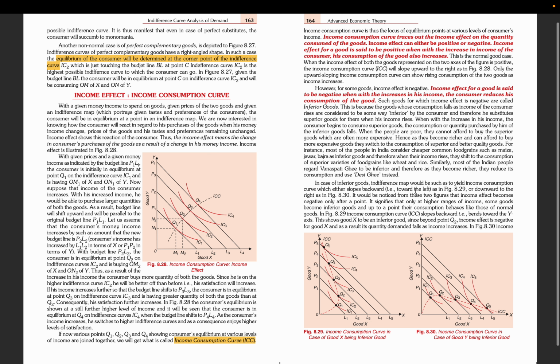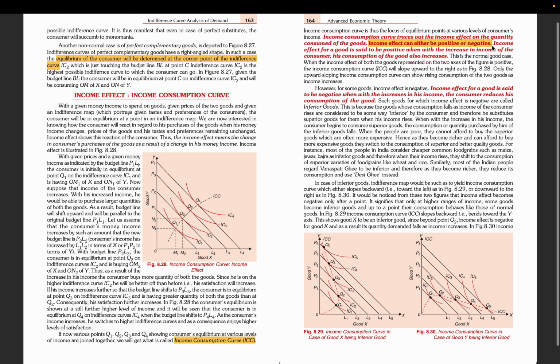Income effect can either be positive or negative. Income effect for a good is said to be positive when, with an increase in the income of the consumer, his consumption of the good also increases. This is an underline-worthy point. It could be positive or negative. So if there's an increase in the income of the consumer, his consumption is also going to increase, and this is going to give a positive income effect.